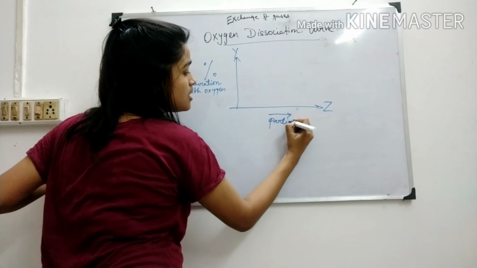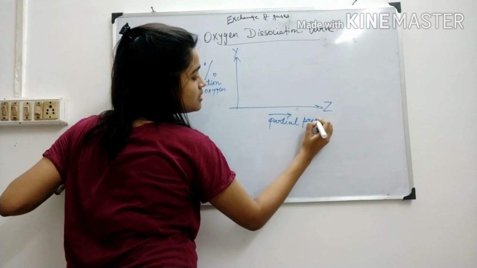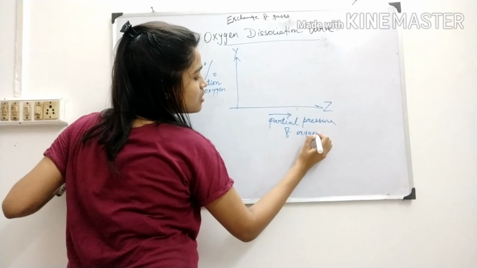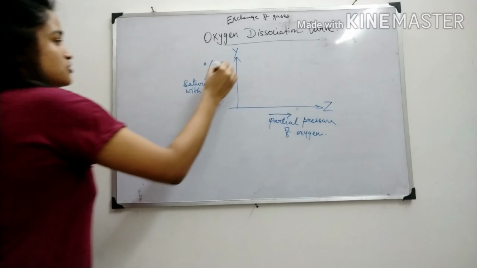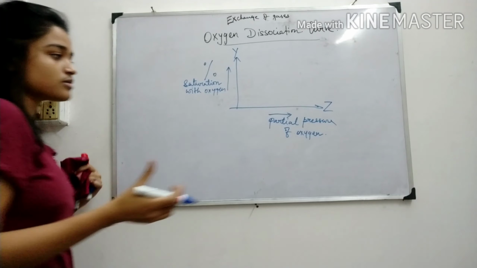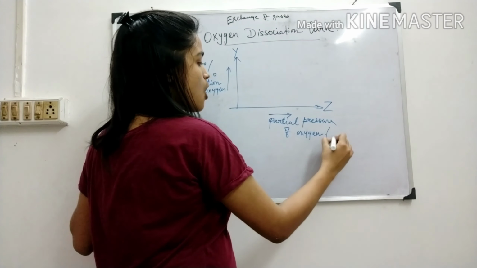So this is the partial pressure of oxygen. The y-axis is the percentage saturation with oxygen. This is the partial pressure of oxygen.